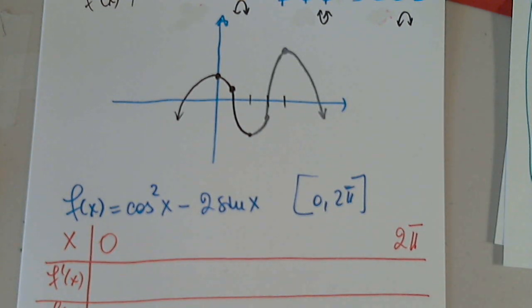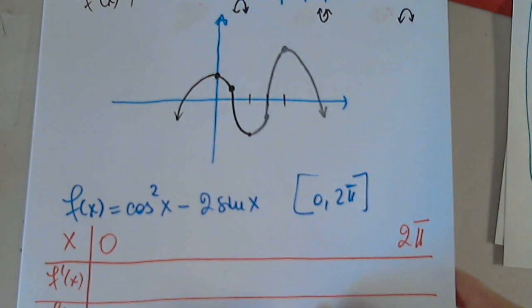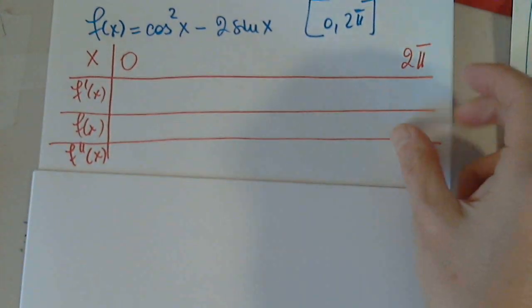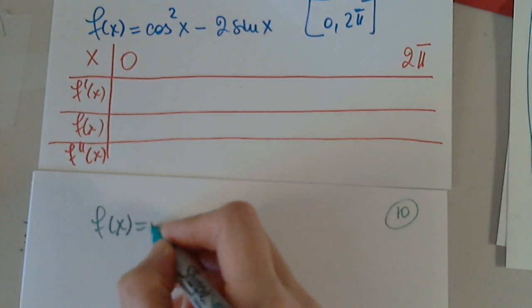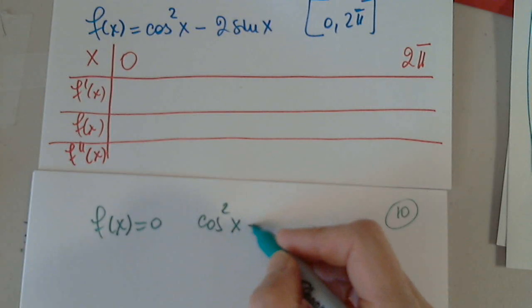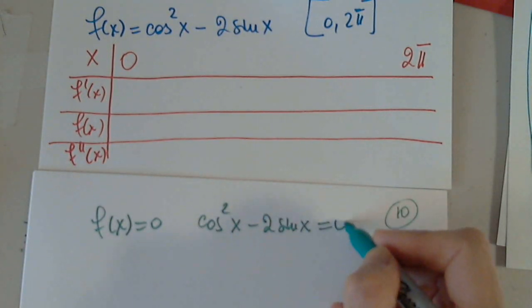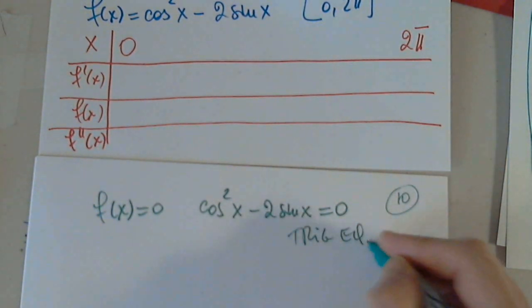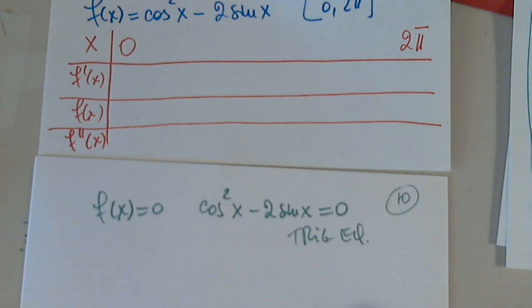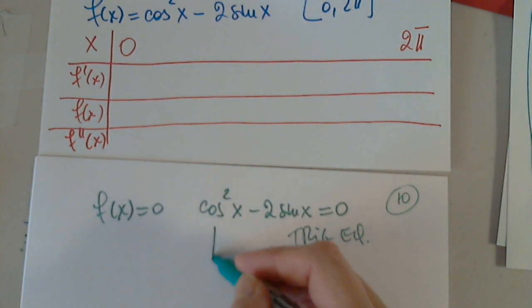Okay, I will start with finding the x intercepts and solving the trig equation. Let's see how we do that. So when f of x is 0, then cosine squared x minus 2 sine x will be 0. This is a trig equation. And we notice that it has both sine and cosine. We're going to change cosine.